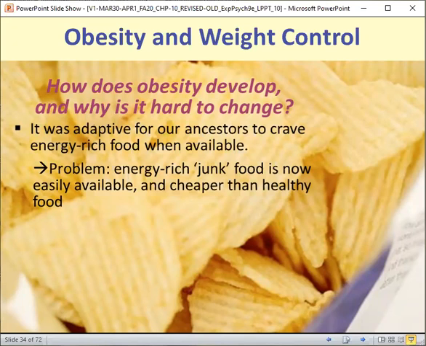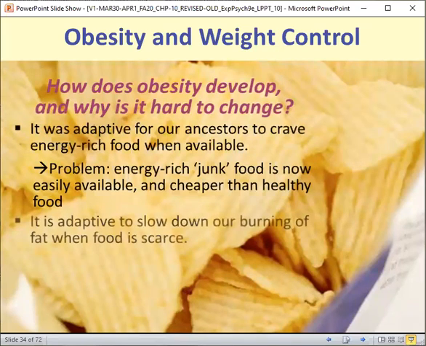But now, around every corner, there's going to be some junk food available to us. And again, the amazing thing is that it is cheaper to eat junk food and food that's not good for you compared to eating more healthily, because healthy food costs more. It is adapted to slow down our burning of fat when food is scarce.